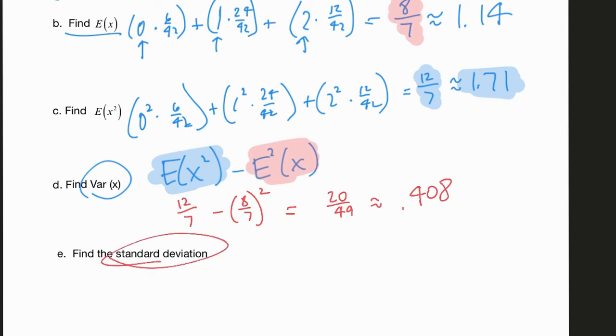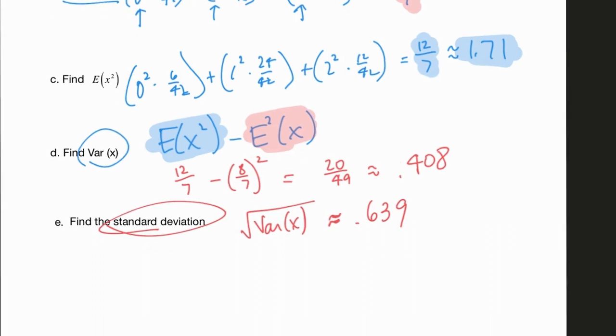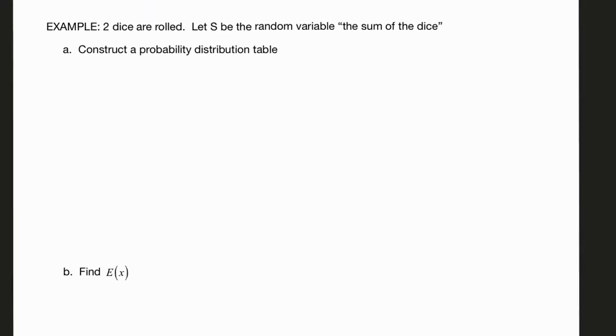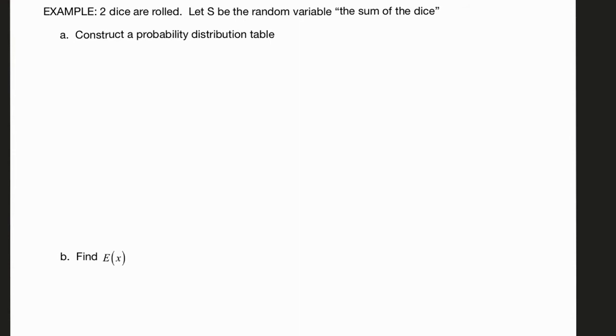And then standard deviation is always just the square root of the variance, which in this case is, and those should be squiggly, approximately 0.639. Okay, now scrolling up, we're going to do, again, a very, very similar problem, but this one we will do in the calculator. Okay, so 2 dice are rolled. We're going to let S be the random variable, the sum of the dice. Let's construct a probability table.